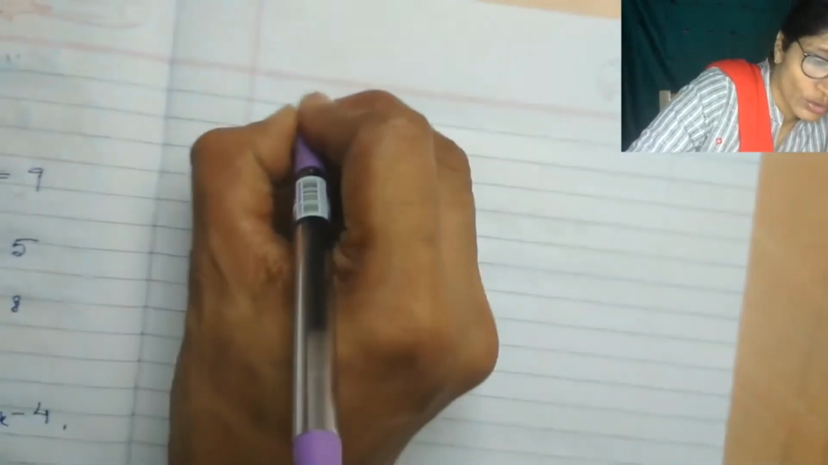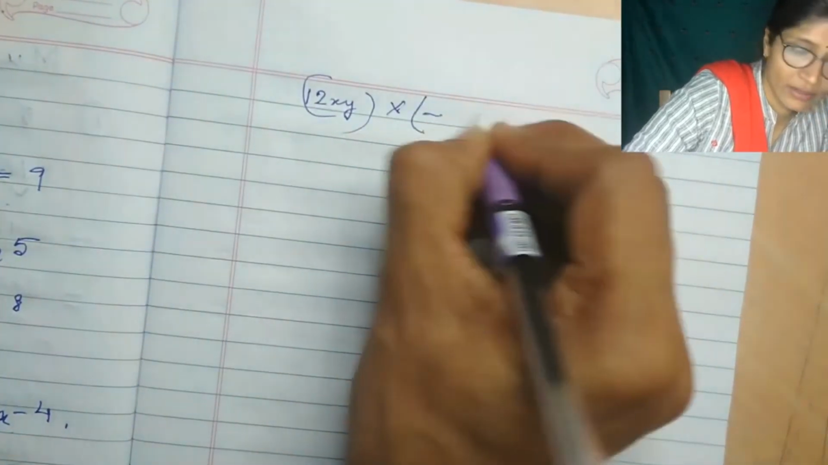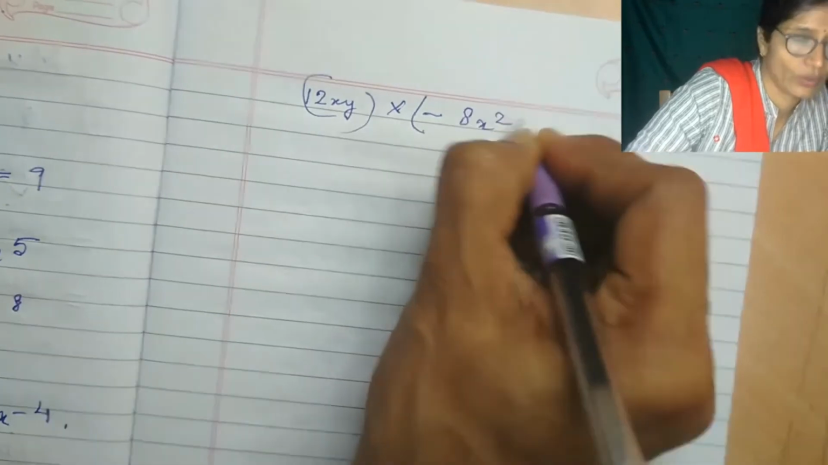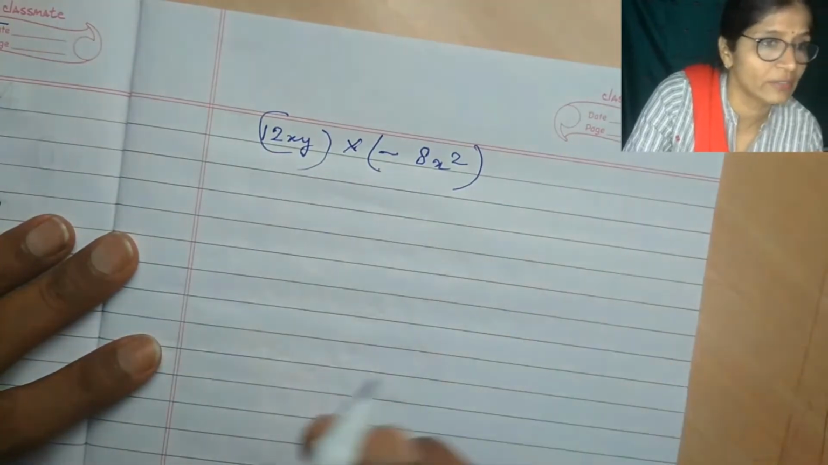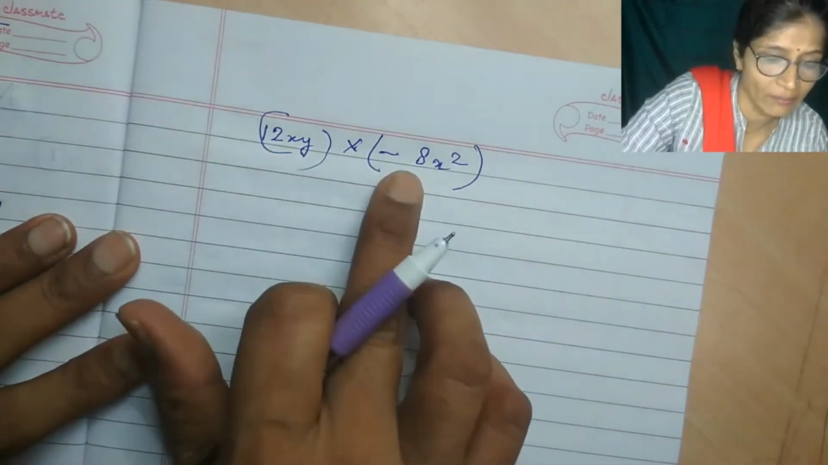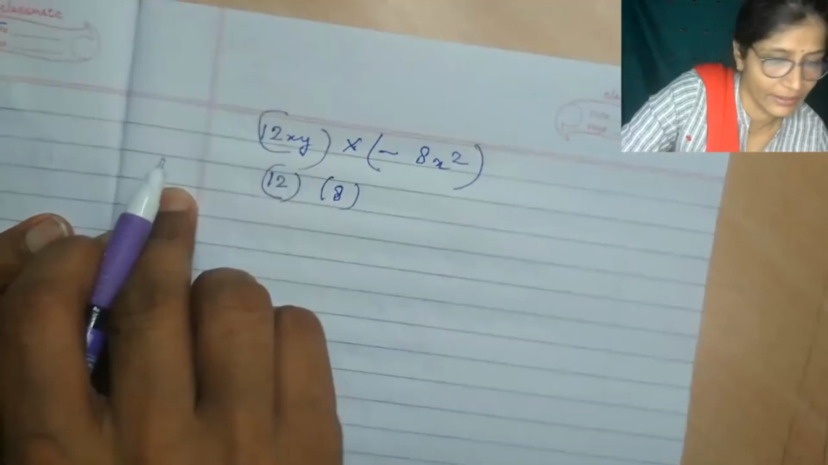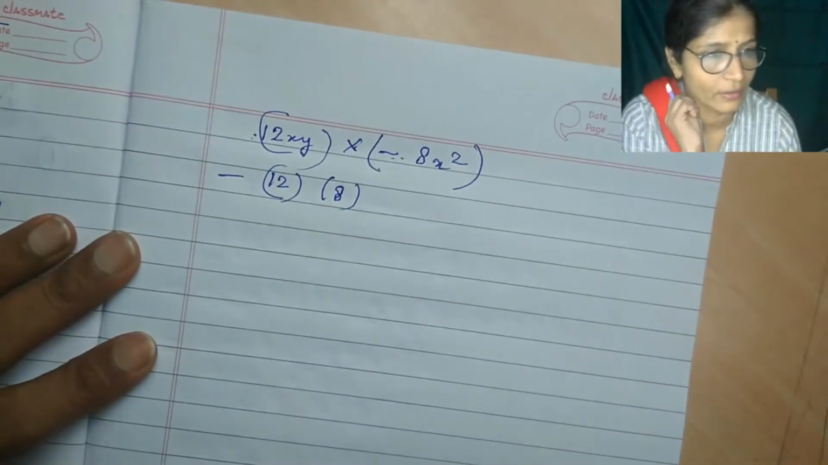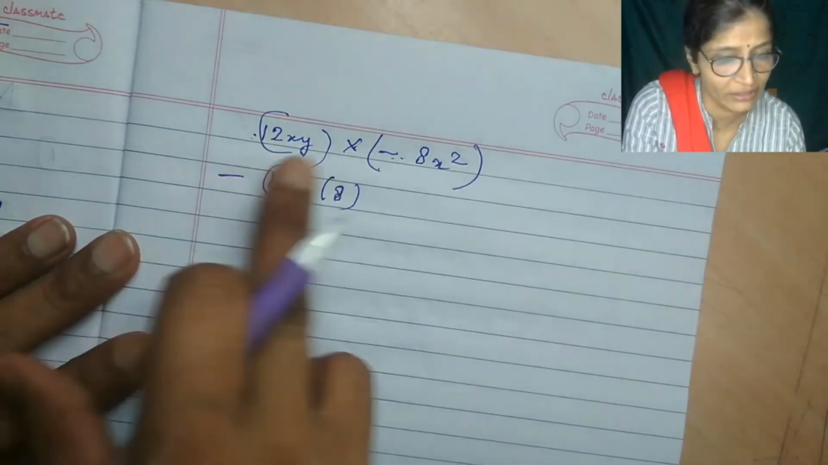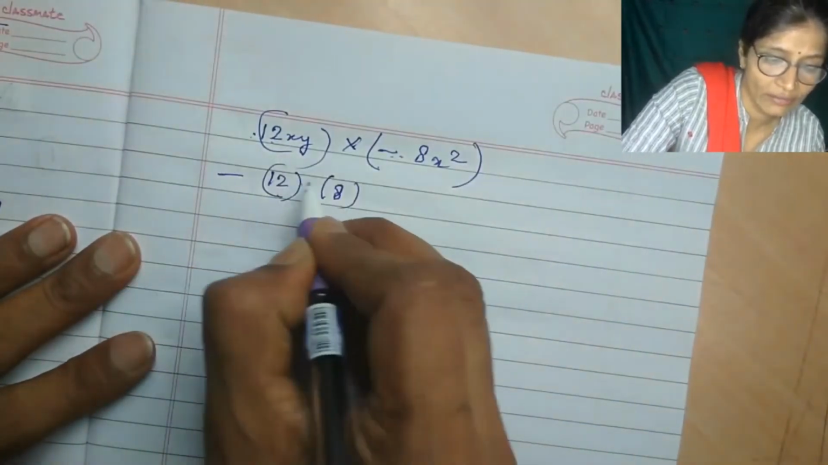Again, I am doing one sum, that suppose it is 12xy and it is multiplied by minus 8x square. So here, since it is multiplication, first you have to multiply the numerical coefficients. So 12 and minus 8. Before that you have to write the sign here, because I know this is plus and this is minus. So plus into minus is minus. First I will multiply the signs. So plus minus is minus. Then the numerical coefficients, that is 12 into 8.